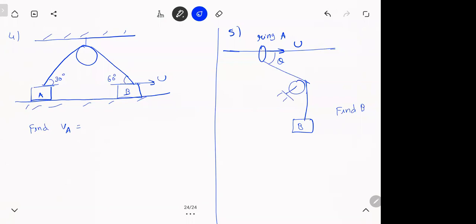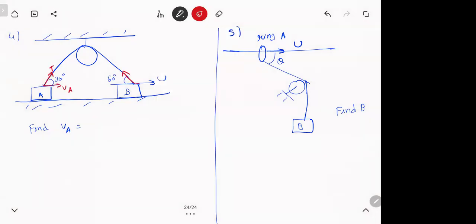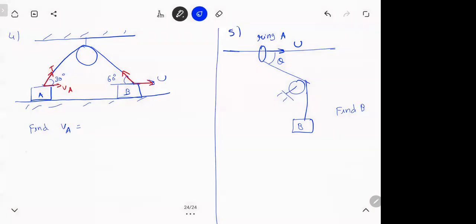Let's see. This is the standard procedure. First put the tensions. This is VA. This is tension. This is U. So this will be T VA cos 30. Now what will be the angle here? T U. You should take this angle. Remember, the angle between two vectors is when they're joined tail to tail. That is the angle between them. So this will be TU cos 120.